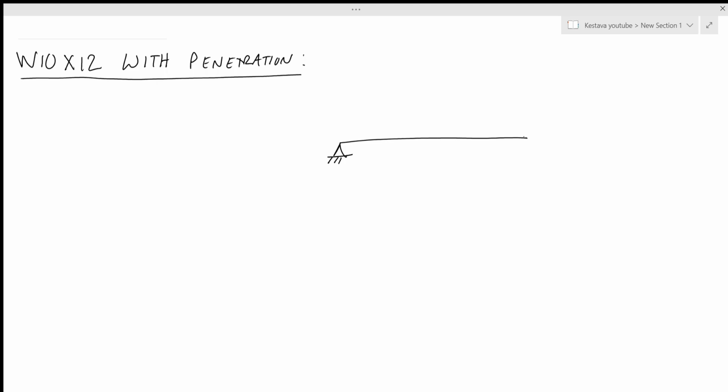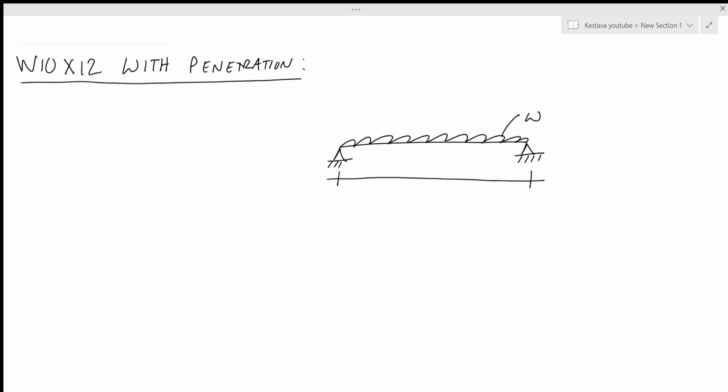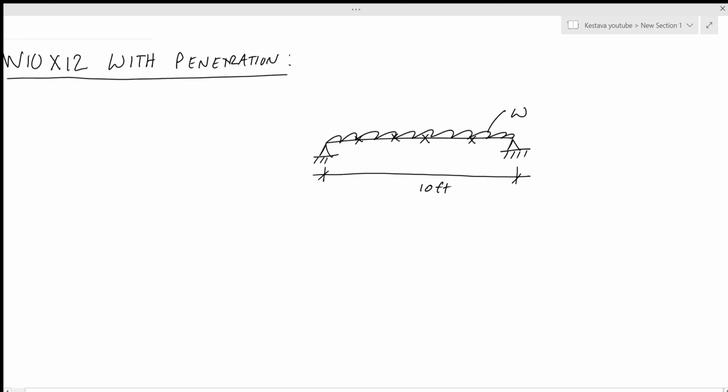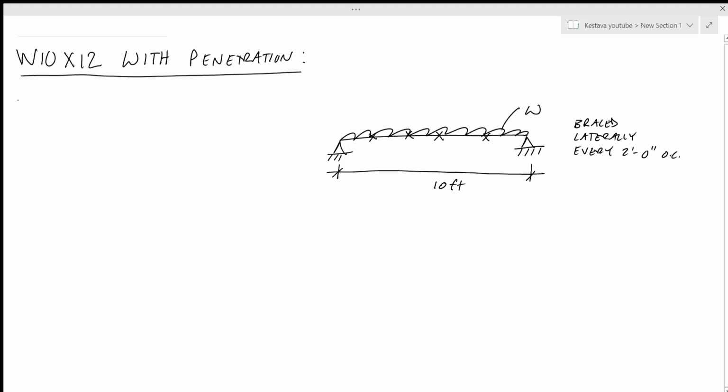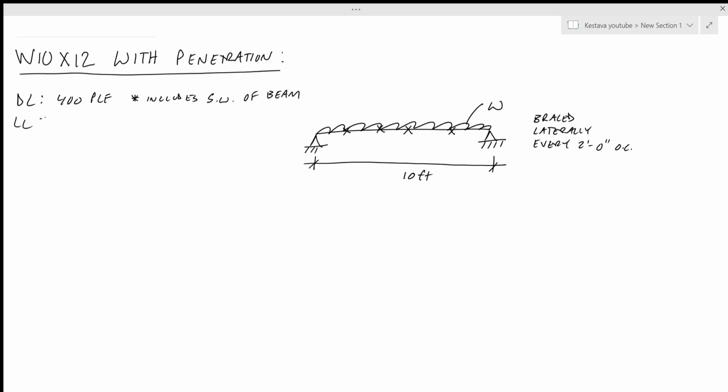Today we have my favorite, and again, I know I do this beam scenario a lot, but it's just a simply supported beam with a distributed load across it, which we will denote as W. Span length is 10 feet, and it's braced every 2 feet. Our loading criteria is a dead load of 400 pounds per lineal foot, and a live load of 800 pounds per lineal foot.